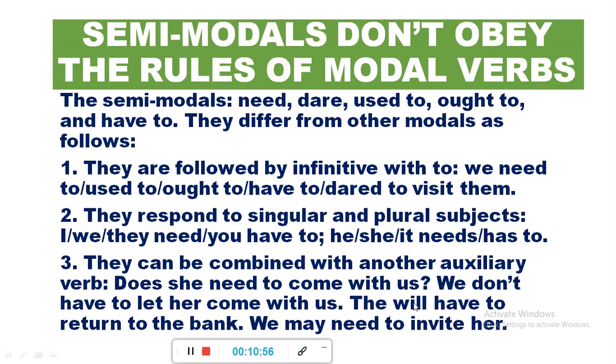Does she need to come with us? We don't have to let her come with us. We don't have to. We cannot say we don't can to, all right, or we don't shall to. Those other set of verbs cannot be used in combination with another auxiliary. They will have to return to the bank. We may need to invite her, so we can see.